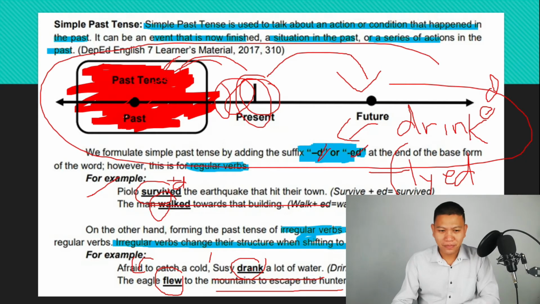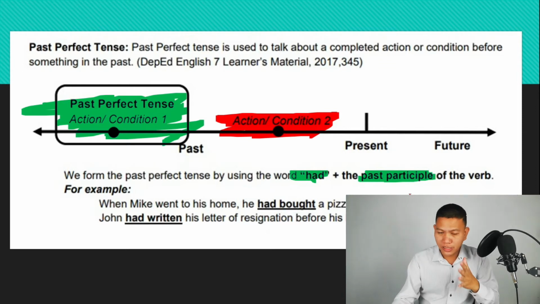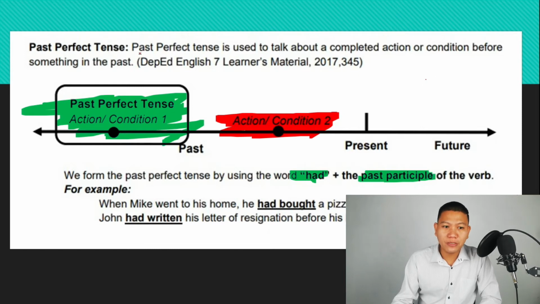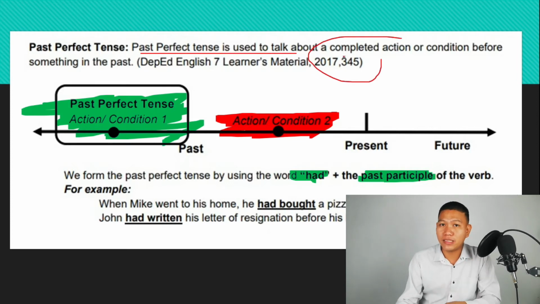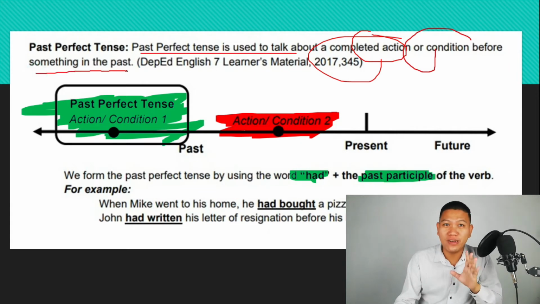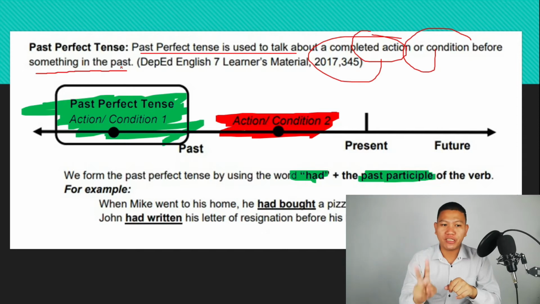Now, when it comes to past perfect tense, it's different. So listen carefully and pay attention to our presentation. So you could see here, we use past perfect to talk about a completed action. Same as with past tense, there is a completed action. The only difference is there was a completed action or condition before another action or condition in the past. So this time, we use past perfect tense if there are two past actions or past conditions that had happened or that took place. Okay?